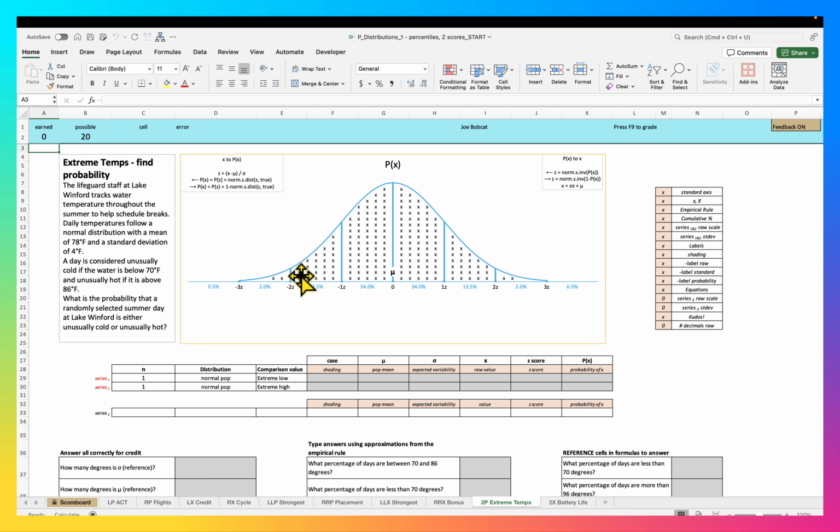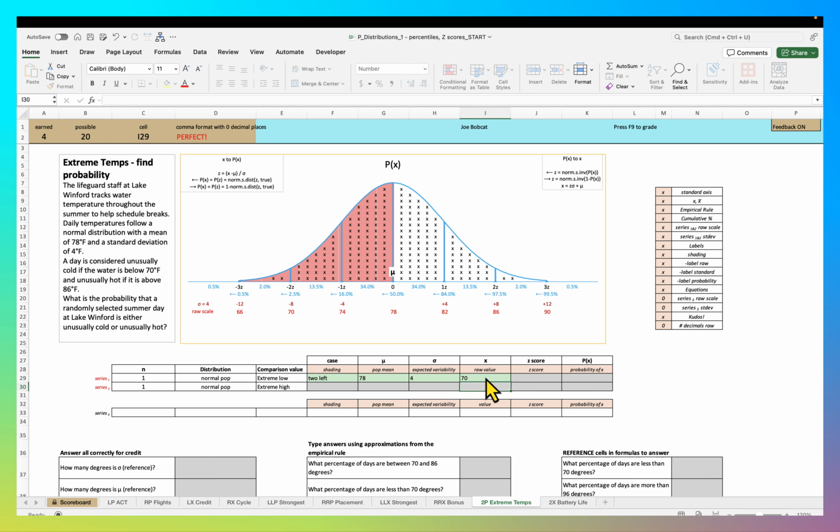So in this case, we're going to be looking left and right. So we're looking at both sides, two sides. For the extreme low, which is this line, we'll be looking at the left. The mean is 78, variability is 4. The raw value is 70 for cold water. And the z-score is x minus mu divided by the standard deviation.